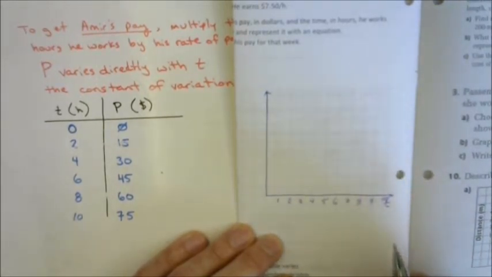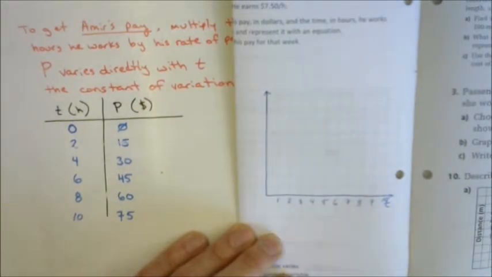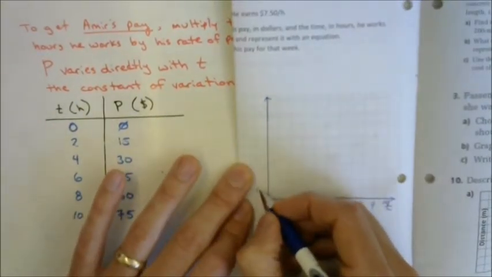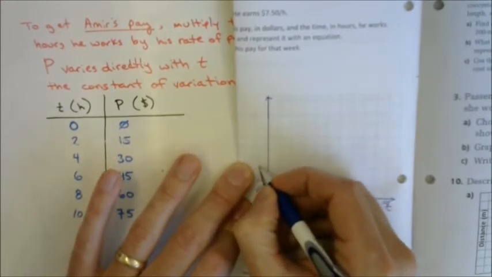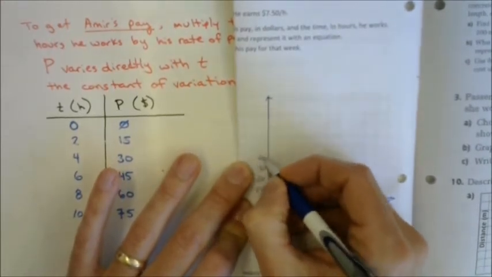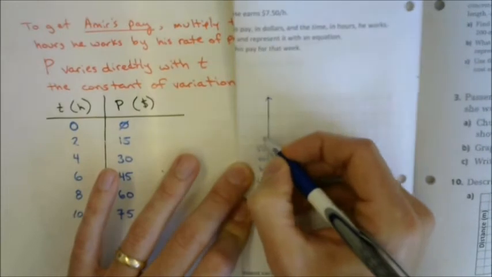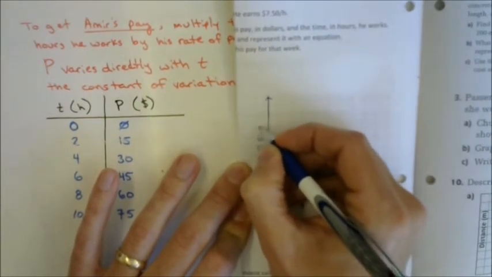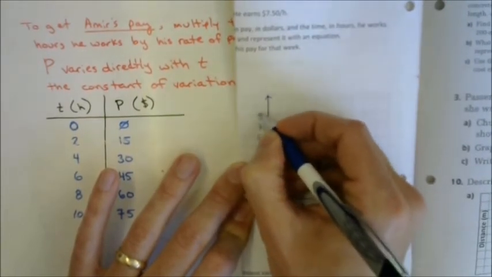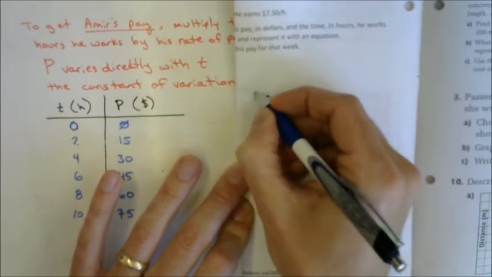And for pay, we need to get up to $75, and we'd like to leave at least a little bit of space up there. So maybe get up to $80. I think we should be able to go up by tens. And then remember to label that axis as well. And that is pay.